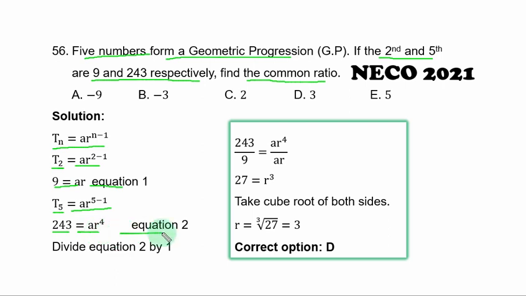That is equation 2. To continue, divide equation 2 by 1 side by side. So you have 243 divided by 9 equal to ar to the power 4 divided by ar. After division, you have 27 equal to r cubed. To get r from cube, you have to take the cube root of both sides. The cube root of 27 is 3. The correct option is D.